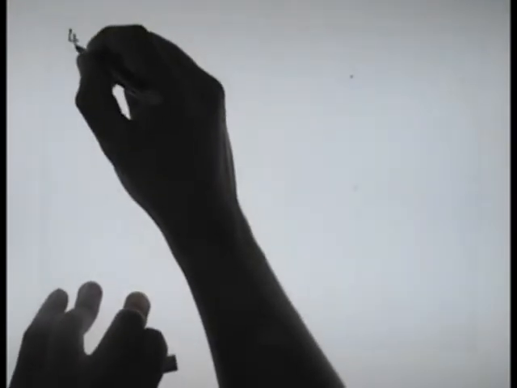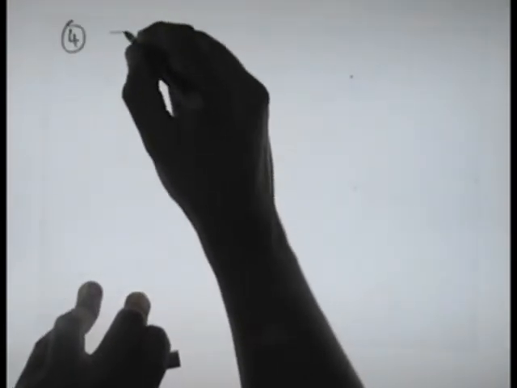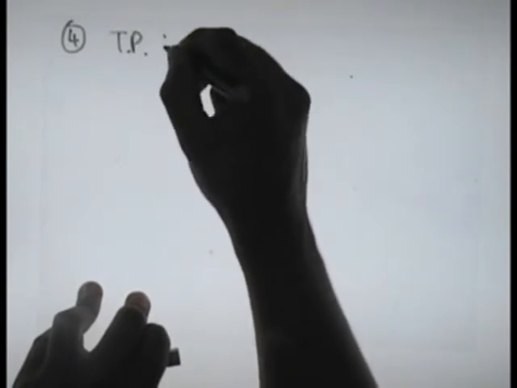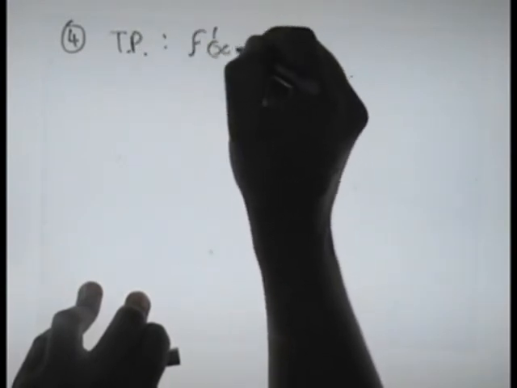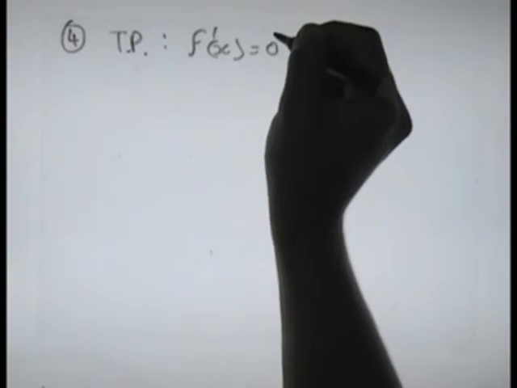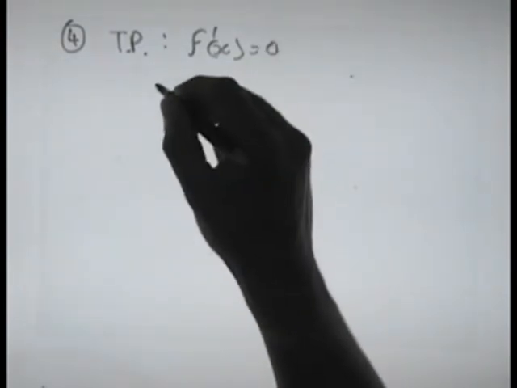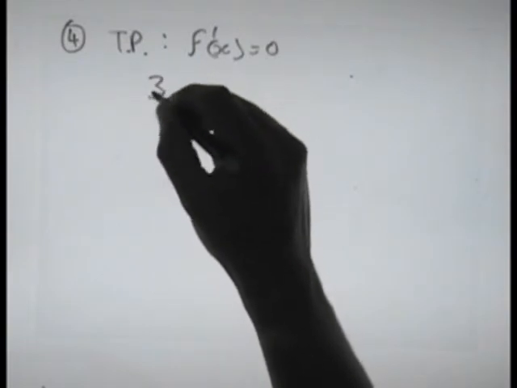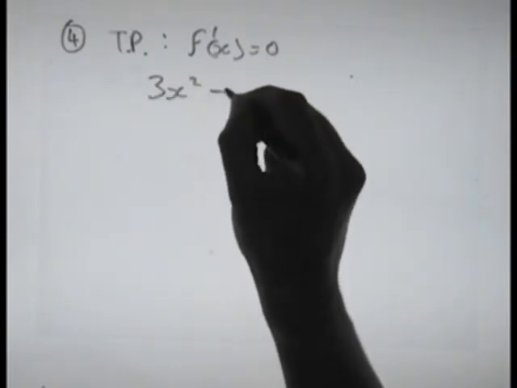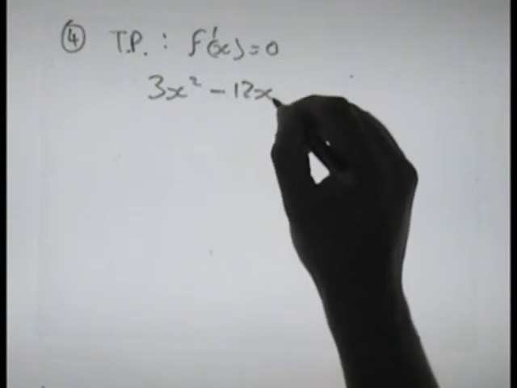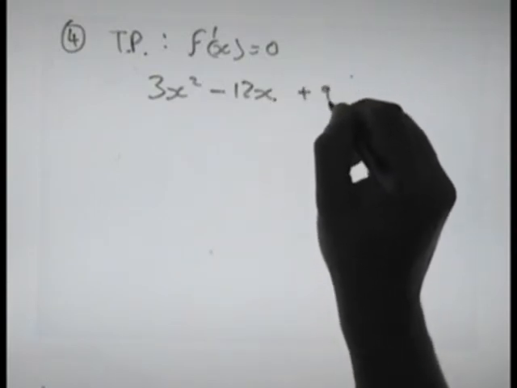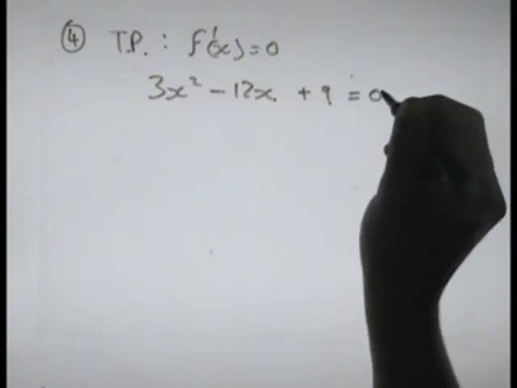We now are going to look at our turning points. That's step 4. The turning points happen when our derivative is equal to 0. In this case, our derivative is 3x squared minus 12x plus 9 is equal to 0.